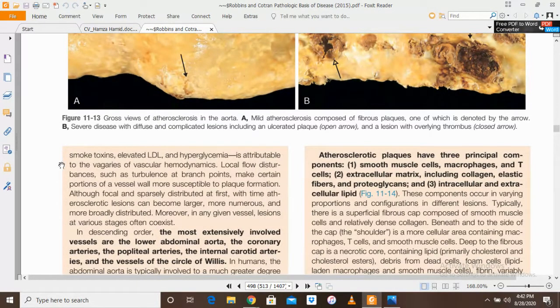Local flow disturbances such as turbulence at branch points make certain portions of the vessel wall more susceptible to plaque formation. As I've already told you, the atherosclerotic plaques are more common at the branch points where there is a turbulent blood flow. Although focal and sparsely distributed at first, with time atherosclerotic lesions can become larger, more numerous, and more broadly distributed. Moreover, in any given vessel, lesions at various stages often coexist.